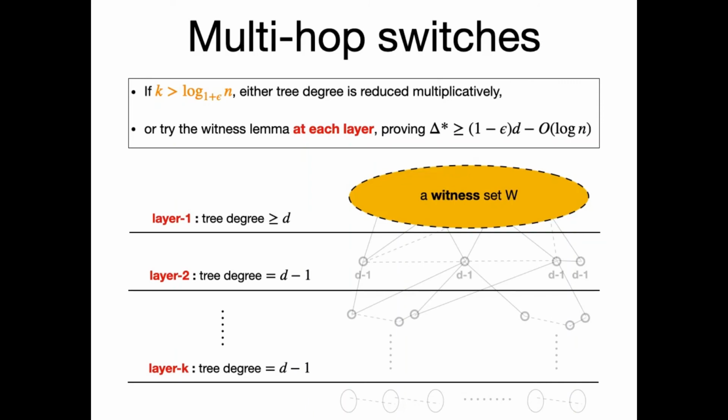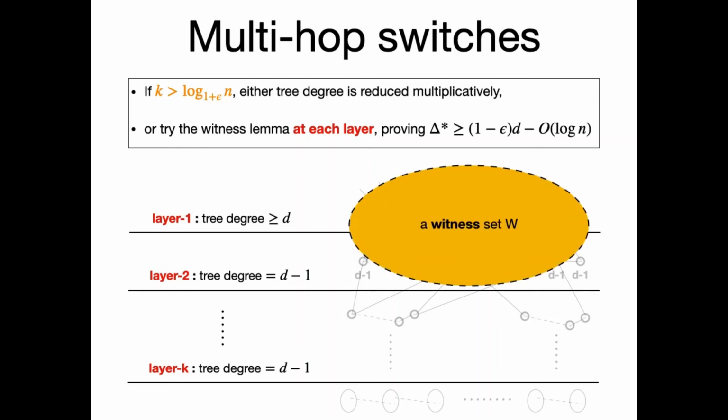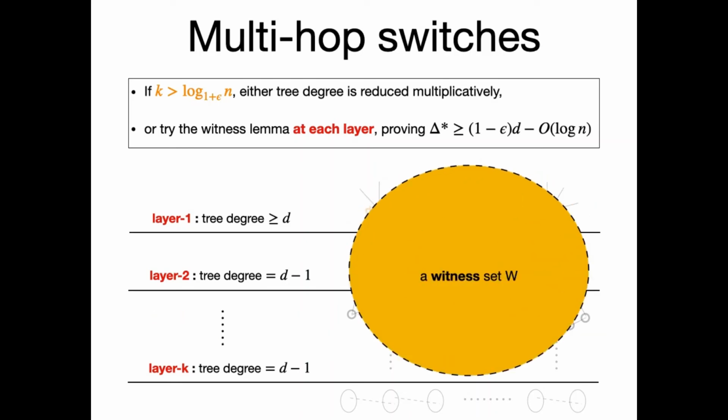We repeat this procedure until k is large enough. Then we can prove that either the tree degree is reduced multiplicatively, or we can apply the witness lemma at each layer, which would prove that delta star is at least (1 minus epsilon) d minus log n. And this concludes the main algorithm.